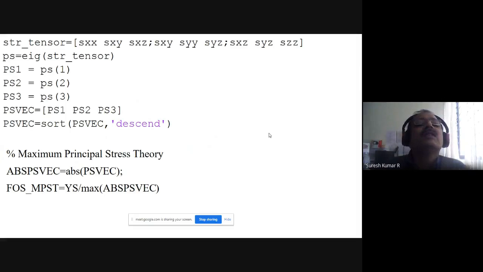Now, the stress tensor, you can say in the matrix form, I get as a 3 by 3 matrix. If I give a command called eigenvalues, then automatically it will give me the values of sigma 1, sigma 2 and sigma 3. All 3 values will be obtained. If I put it in a row vector, then I get it in this order. And sorting in descending order, I get sigma 1 first, then sigma 2 and sigma 3 in that order. Then again, principal stress theory: sigma E by sigma 1, the maximum value of all these 3, is sigma 1 here.